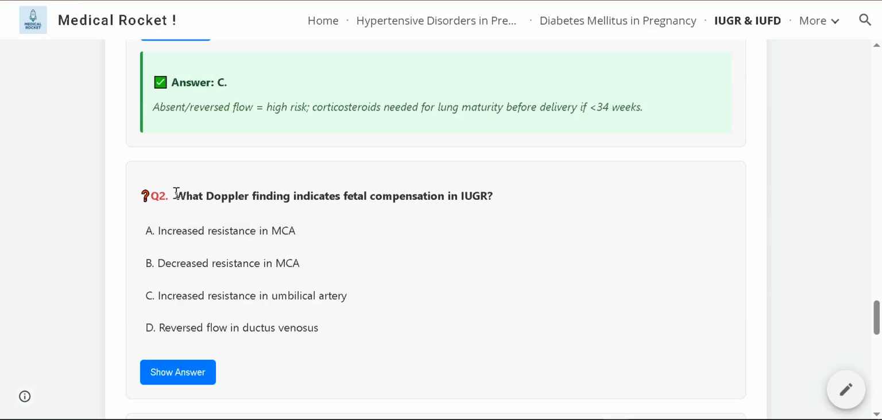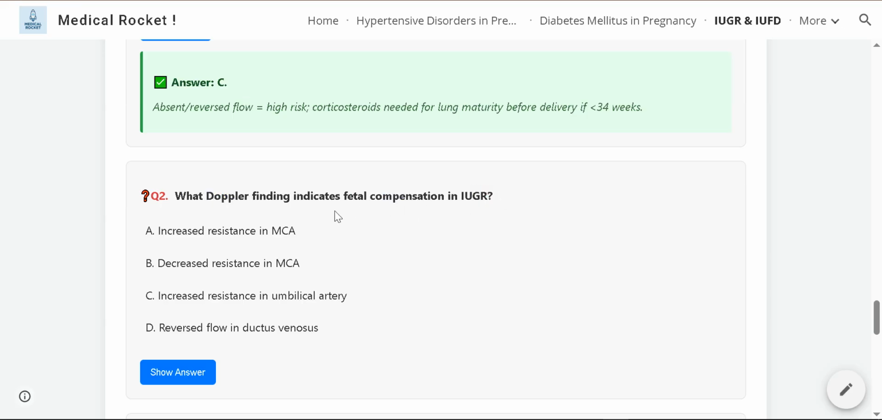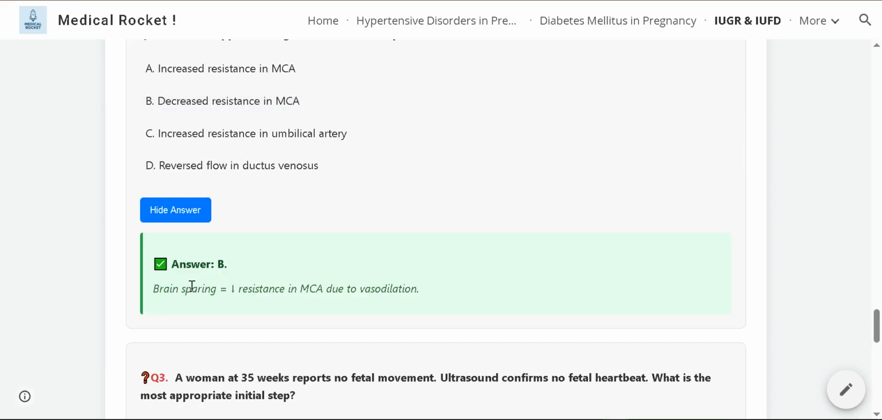Q2. What Doppler finding indicates fetal compensation in IUGR? A. Increased resistance in MCA. B. Decreased resistance in MCA. C. Increased resistance in umbilical artery. D. Reversed flow in ductus venosus. Answer. B. That's the brain-sparing effect. The fetus shunts blood to the brain, causing decreased resistance in the MCA.